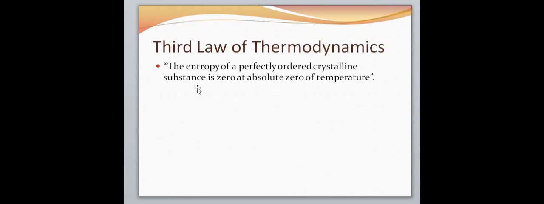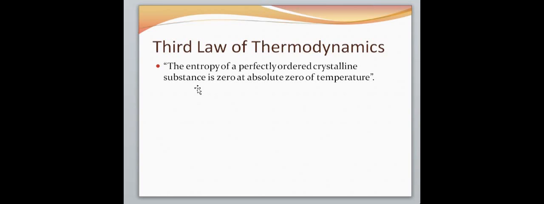And finally, my dear students, we look at the third law of thermodynamics. We looked at the first law of thermodynamics, we looked at the second law of thermodynamics, and now the third law, which is the final part of this chapter. It states that the entropy of a perfectly ordered crystalline substance is zero at absolute zero of temperature.